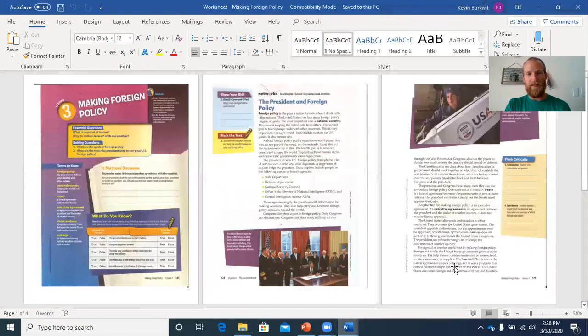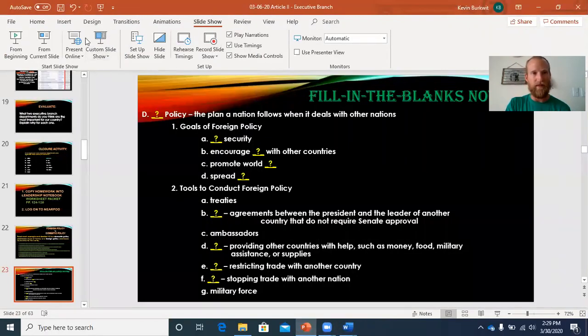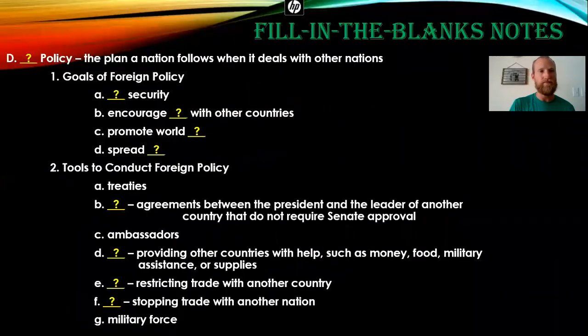And I told you that we'd be using our homework packet, Making Foreign Policy. You got this before break. So again, if you did not have this for whatever reason, if you were absent or if your cat ate your homework, then you have this posted on yesterday's post as well. So you're using this homework packet to complete the fill in the blank notes, which is all about foreign policy.